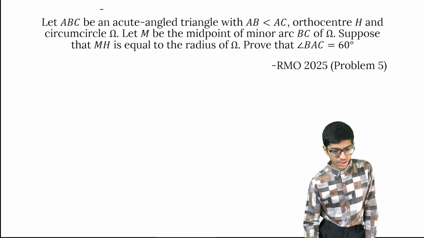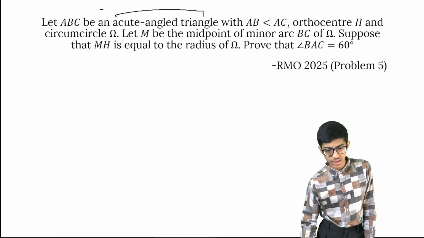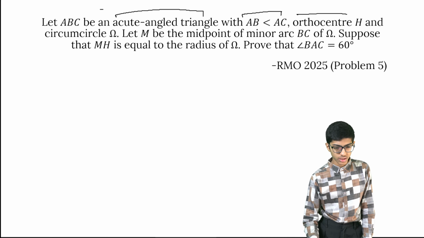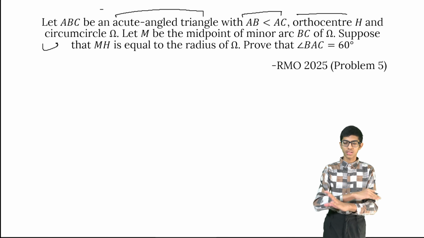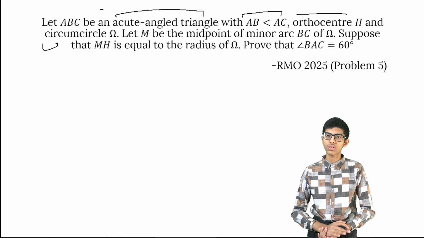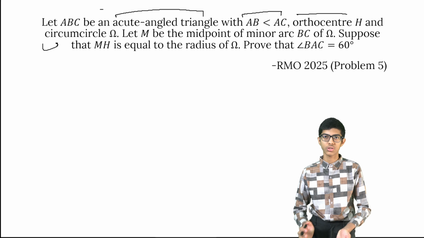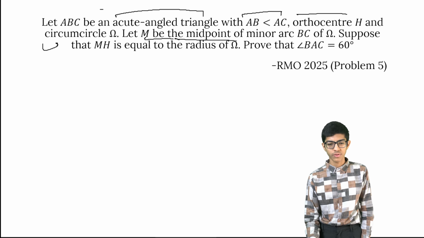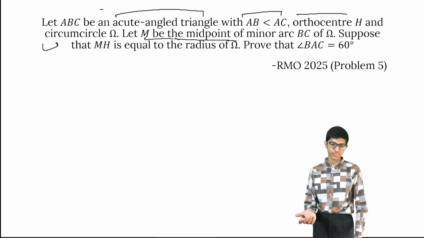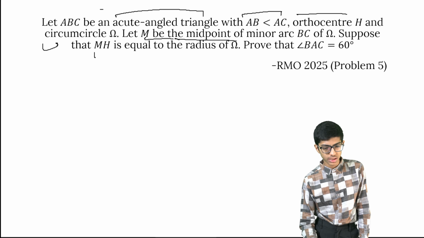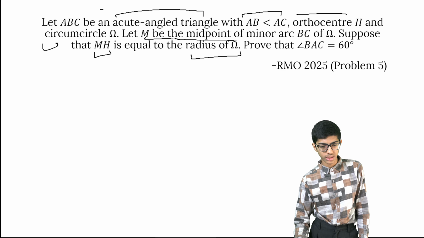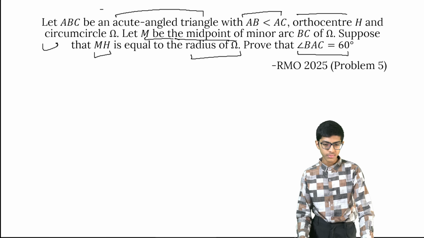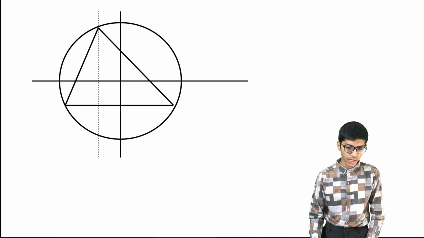So let ABC be an acute angle triangle with AB less than AC and an orthocenter H. We also have a circumcircle, that is a circle connecting all the vertices, and the orthocenter is the intersection of all three altitudes of a triangle. We let M be the midpoint of the minor arc BC of the circumcircle. We suppose that MH is equal to the radius of the circumcircle and need to show that angle BAC equals 60 degrees. Now let's see in the diagram.